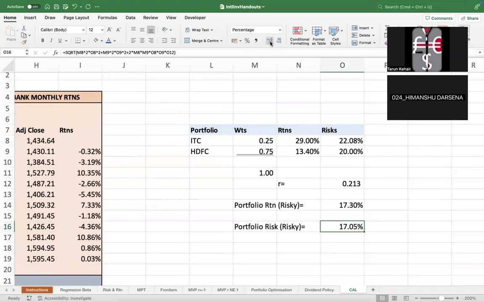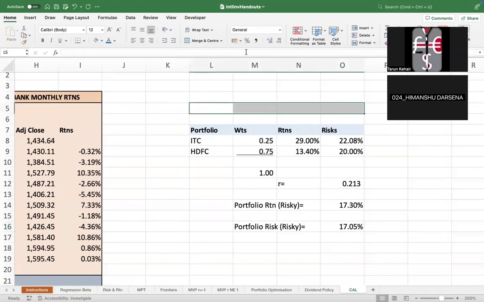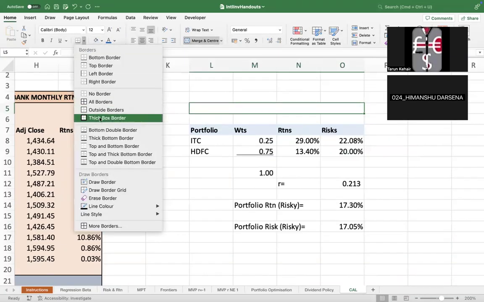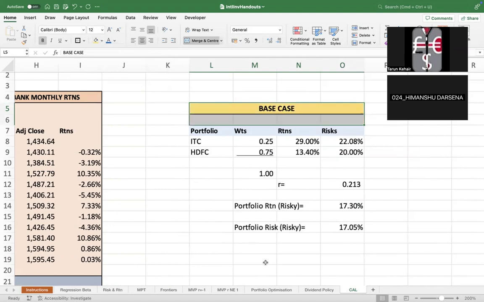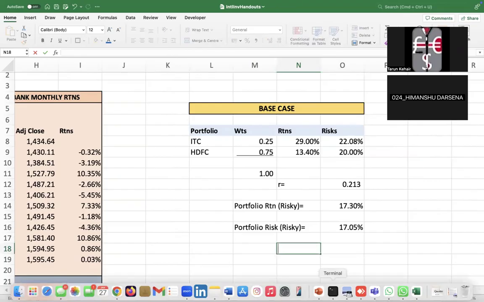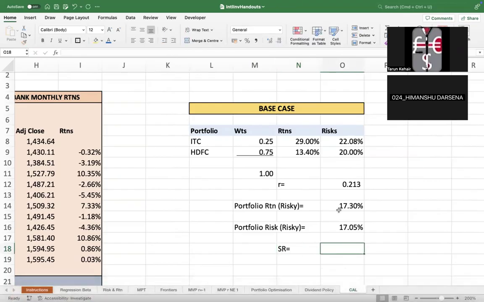Now what do we do for optimization? If you remember, we have to find out the Sharpe's ratio and maximize it. So I will call this my base case. And remember, I told you we never ever touch the base case, right? So currently, what is my Sharpe's ratio? If I assume that the risk-free rate is 6%, what is my Sharpe's ratio?